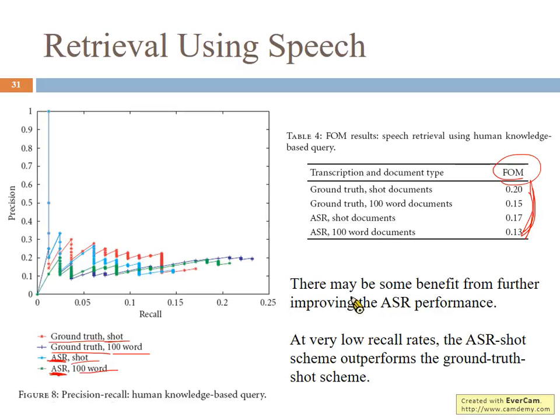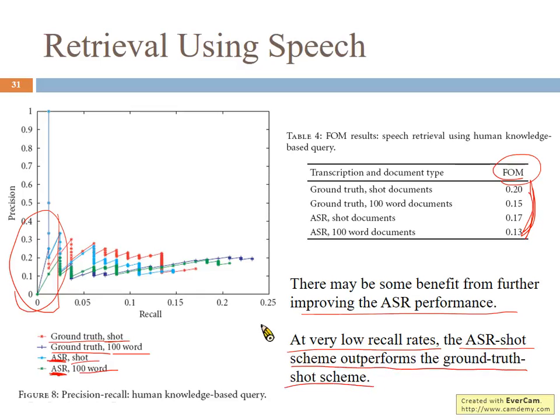There may be some benefit from further improving the automatic speech recognition performance, and at very low recall rate, the automatic speech recognition shot scheme outperforms the ground truth shot scheme. But this may not make a very solid conclusion. So this is just for your reference.